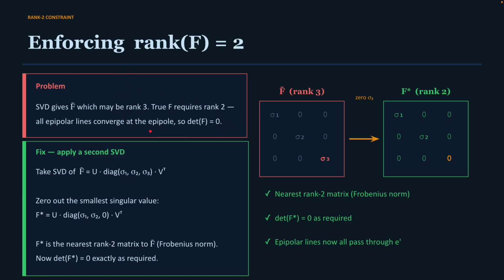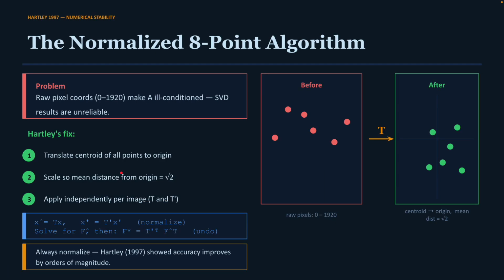The fix is straightforward. We take another SVD, this time of F itself. We get 3 singular values, sigma 1, sigma 2, and sigma 3. We set the smallest one to 0 and reconstruct. This gives us the nearest rank 2 matrix to our initial estimate in the Frobenius norm sense. Now the determinant of F is exactly 0 and the epipolar geometry is valid.